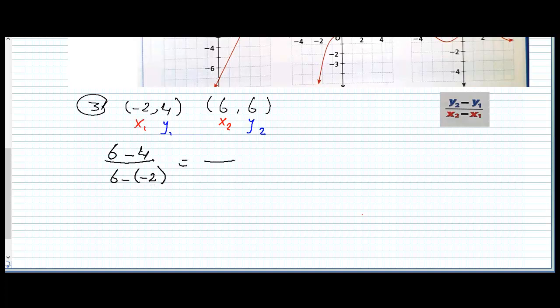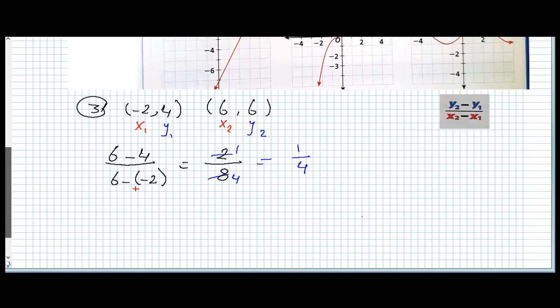How will we find the answer? 6 minus 4 is 2. 6 minus negative 2, it means I have to multiply the minus inside. Minus multiplied by minus is positive. So 6 plus 2 is 8. 2 over 8, we will simplify, dividing by 2 up, dividing by 2 down, it equals 1 over 4. So our slope here is 1 over 4.